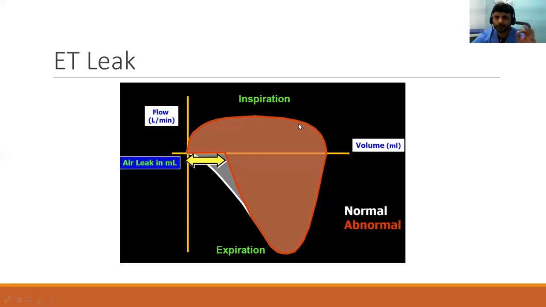And the best loop to look at leak is our flow volume loop. When you see that the inspiratory flow is good, the expiratory flow is dropping suddenly on the x-axis without touching the baseline like it should, then whatever is left out is the leak that has happened at the trachea.